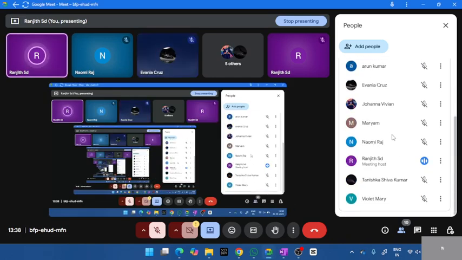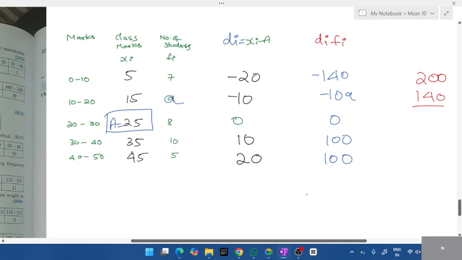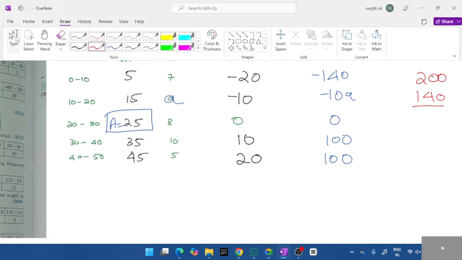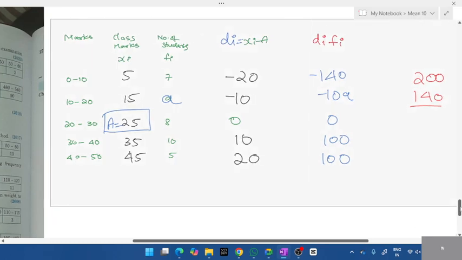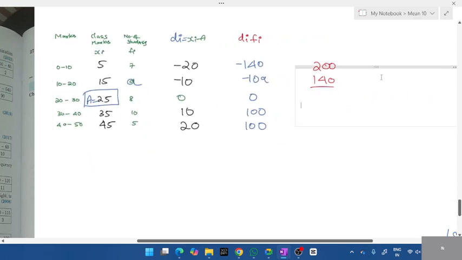What is Mariam doing? Is Mariam online? Yes, Mariam. Why in between you left? You have completed all. Okay, tell me the values. What did you get? 200 minus 140. What did you get? 60?